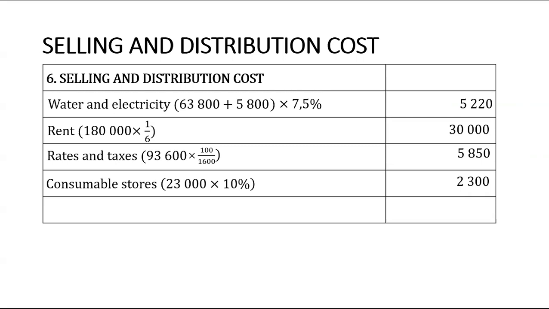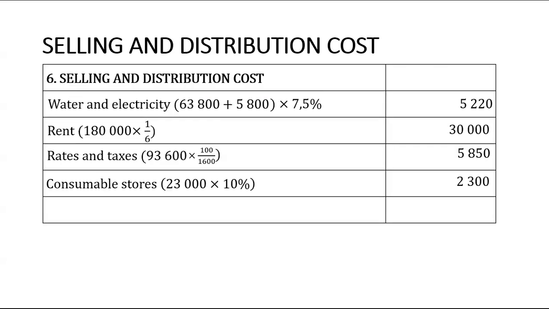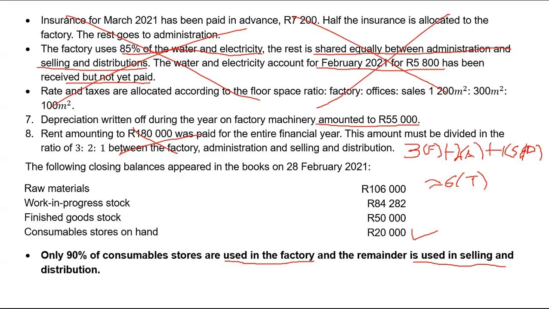Okay. So where do I get the 23,000? The 23,000 comes from all of this. So basically, when you take your 10,000, you add it with 36,500, you minus 3,500, you minus 20,000. It'll give you that 23,000. You just take it and then multiply it by 10%, as 10% of that will come to selling and distribution. I'll just add that up, okay? I'll come back to selling and distribution. For now, I'm still on my production costing.